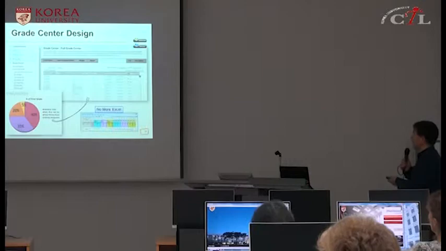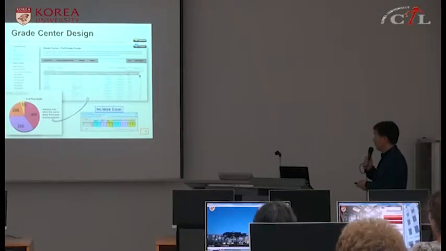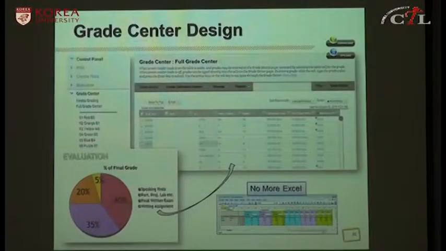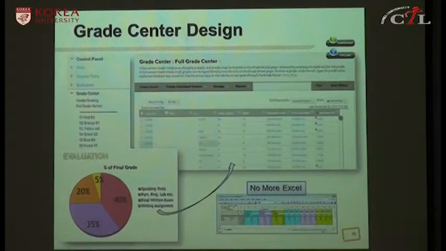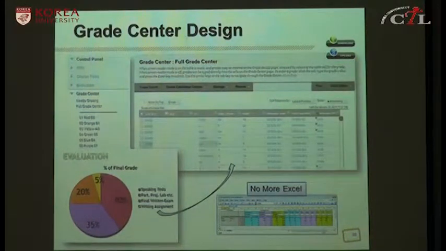And I want to emphasize this. I know your syllabus is going to have evaluation criteria. Typically 5% of the final grade, and testing and attendance by proportion. Your grade center can map exactly to your syllabus evaluation criteria.